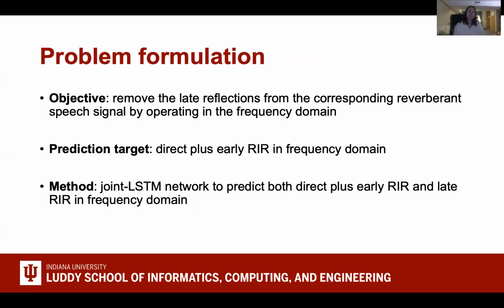So here comes the problem formulation. The objective of this paper is to remove the late reflections from the corresponding reverberant speech signal by operating in the frequency domain. We want to predict the direct plus early room impulse response in the frequency domain. And we propose to use a joint LSTM network to predict both the direct plus early room impulse response and the late room impulse response in the frequency domain.